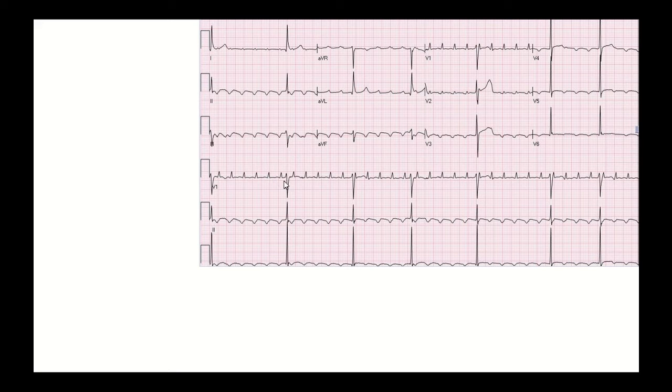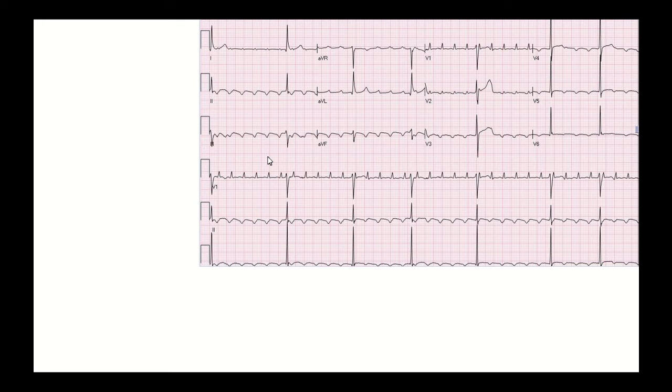And if we look up here in 2, 3, and F, we do see a negative wave here that looks kind of like a sawtooth pattern. And it looks like they are a little bit less than 300 beats per minute. So this is typical atrial flutter with variable AV block.